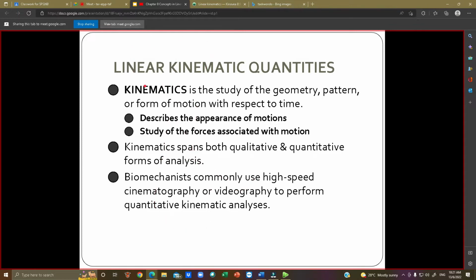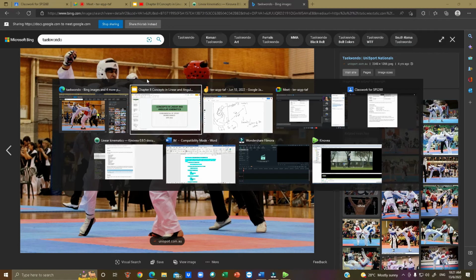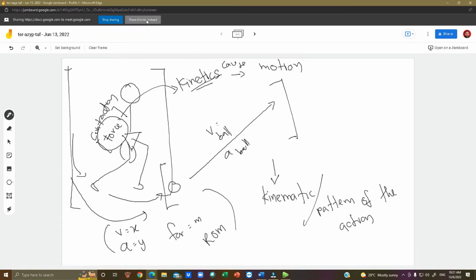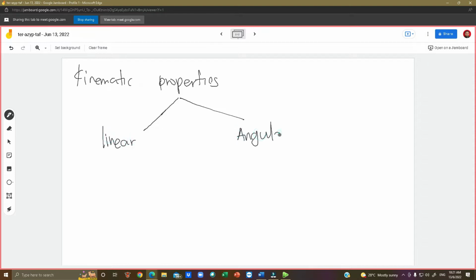Okay, so when we talk about kinematic analysis in biomechanics, the main kinematic analysis we have is this one. Kinematics properties. Okay, when we talk about kinematic properties, we can further divide that into two major groups. One is linear, one is angular. Do you still remember the type of motion? How can you define linear? How can you define angular?